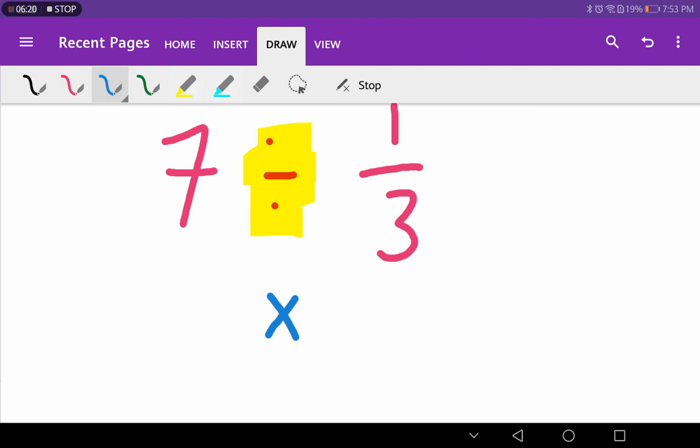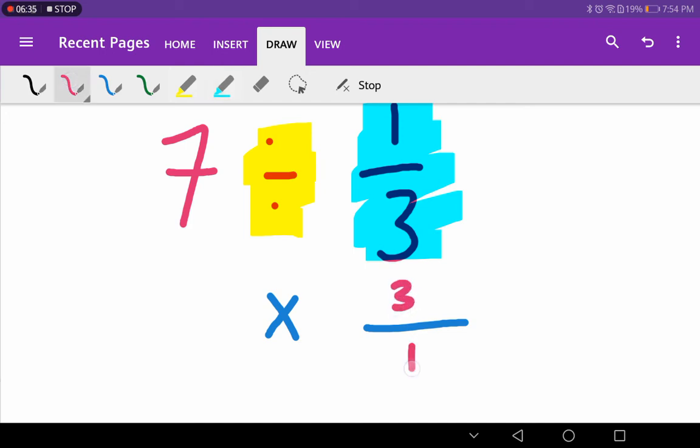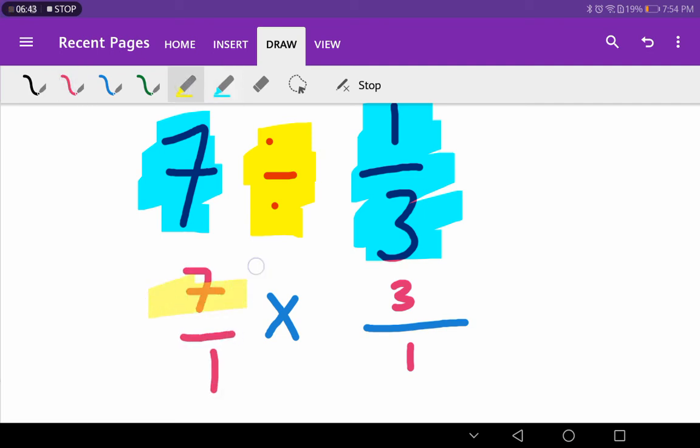And because you do this or did that, you have to do something in return, which is to flip this fraction, the divisor. So it will be 3 over 1. What about the dividend, which is 7 here? You keep it 7, but you can put it over 1 to make your life easier. So 7 multiply 3 equals 21 over 1.